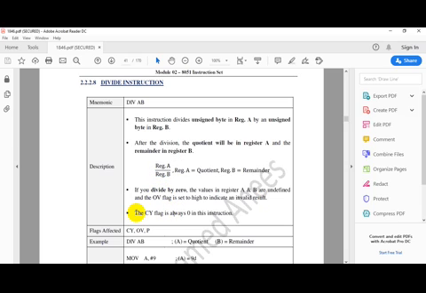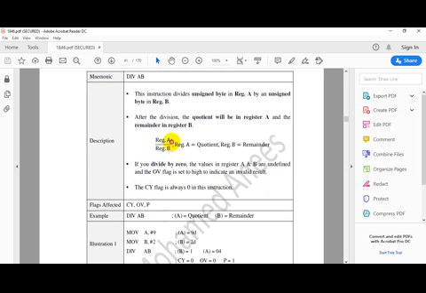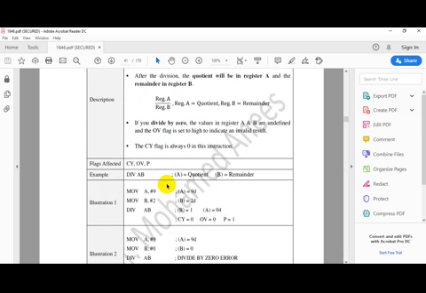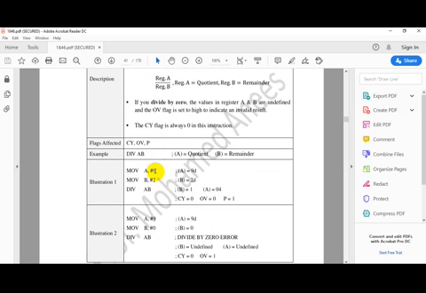In this case also, the carry flag is always 0. The parity flag will be affected based on the contents of register A. Let us take an example. I have moved decimal 9 to accumulator and 2 to B. So 9 by 2, quotient is 4, remainder is 1. So after the execution, accumulator contains the quotient and register B contains the remainder. Now as you can see, the parity flag is 1. Why? Because 4 has an odd number of ones. In fact, only one bit will be 1. That's why the parity flag is equal to 1.